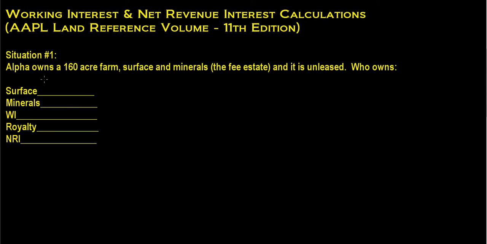Today we're going to be looking at the problems in the American Association of Professional Landman Guide. These problems are on page 70 of the 11th edition, and they are categorized into different situations. So situation 1, situation 2, situation 3, situation 4, 5, and 6.